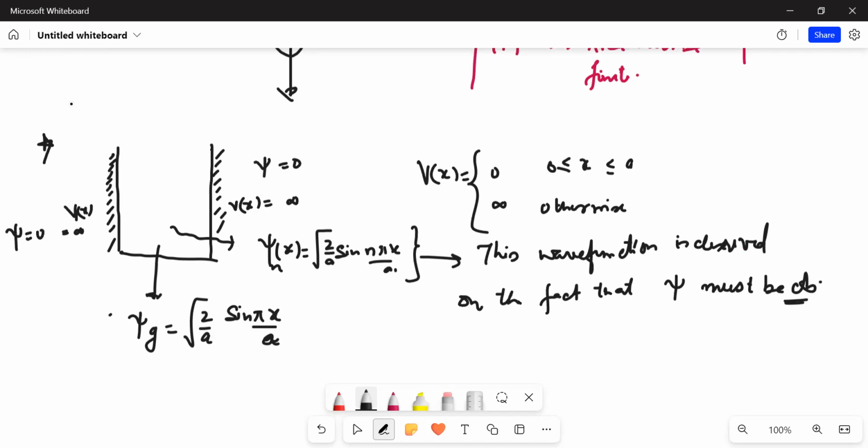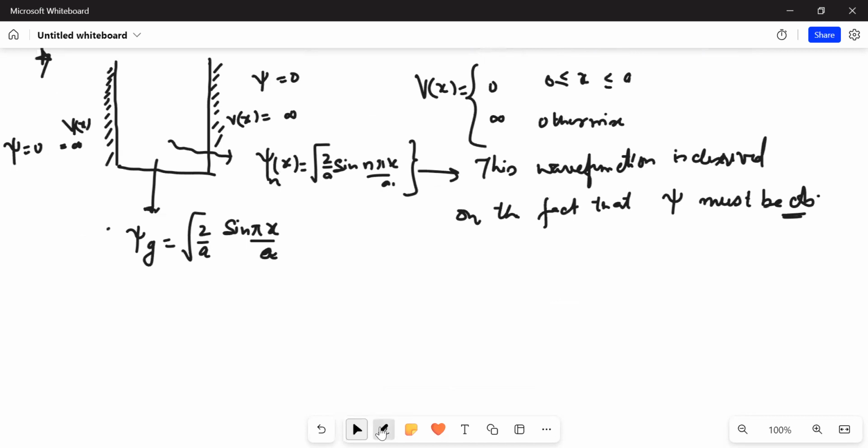This is something that those who have studied particle in a box, or an infinite square well, must be knowing. So you know that this particular ground state wave function is given by root over 2 by a sine of pi x upon a, and outside psi is equal to 0. Here, let's say the wave function is prepared in ground state. Now, if I want to take the derivative, I'll get root over 2 upon a, times pi upon a, cos pi x upon a.